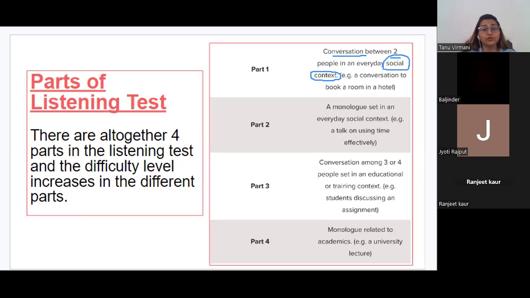You're ordering food online, or booking a room in a hotel. What kind of room do you require? Basic room, deluxe room, super deluxe room. What kind of amenities do you require? Do you require breakfast, lunch or dinner in your hotel? So all this type of conversation, these types of audios, will be in part 1. Social conversation, social context related audios. Clear?